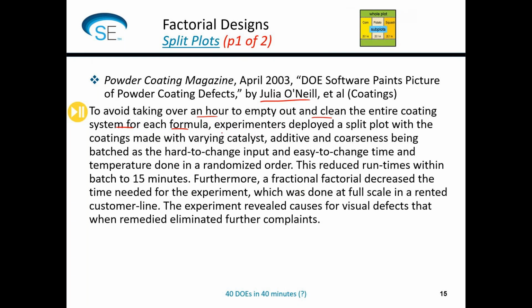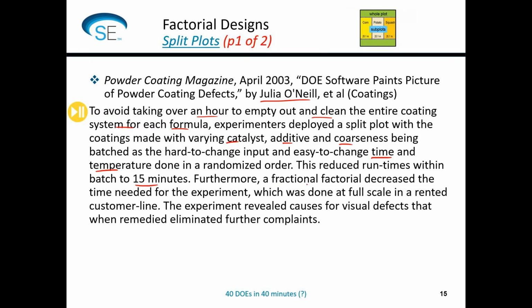By using the split plot and identifying hard to change factors, they were able to vary some things that were easy to change and work those within the hard to change groups, which are called the whole plots. So the formulation itself was the hard to change. So they would kind of batch together the formulation with the varying amount of catalyst, additive, and the coarseness of the particles, right? They would put that into the line and then they would vary randomly across two levels of time and temperature within that, and then switch to a different batch. This reduced run times to 15 minutes, so it was a huge advantage.